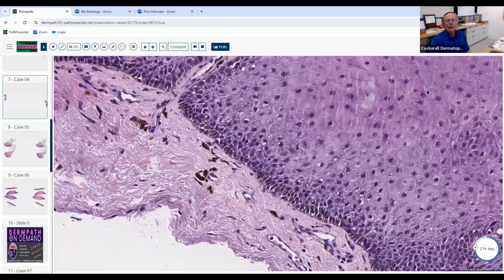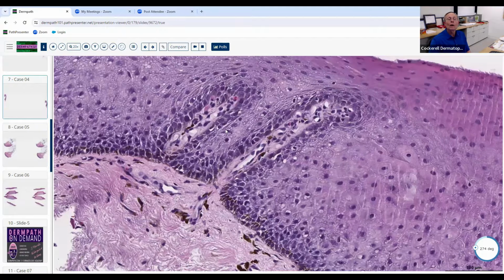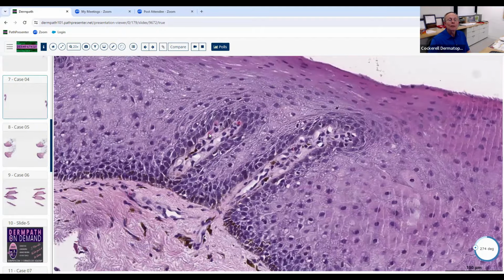Most mucosal lentigos look just like this. You get hyperpigmentation of the basal cell layer. If you look really carefully, you can see that there are some dendrites of these melanocytes that extend just above the basal cell layer, about this far. They don't go all the way through the epithelium. This is confined to the basal cell layer.